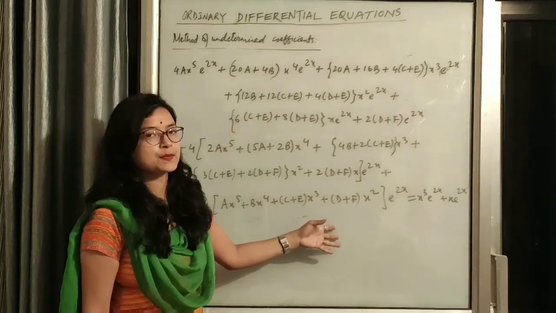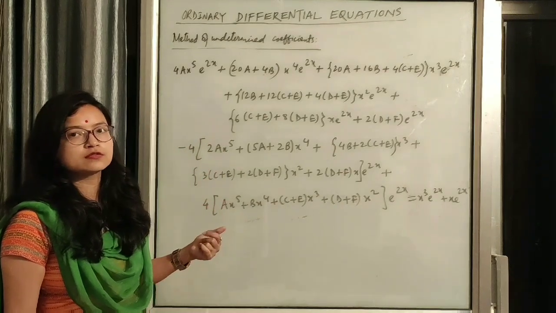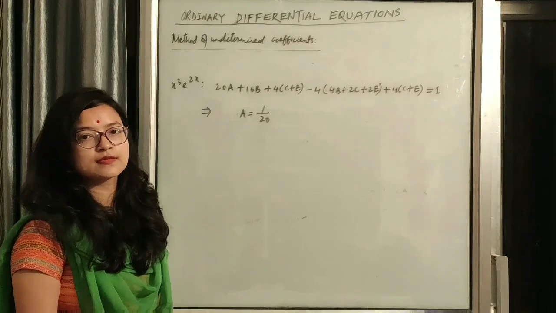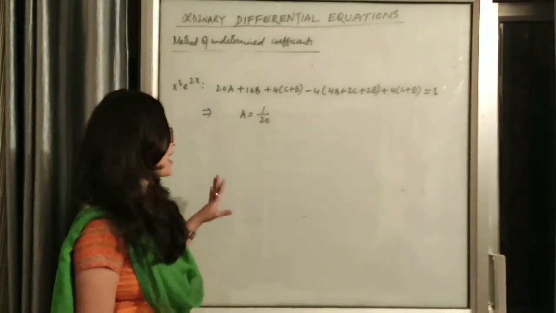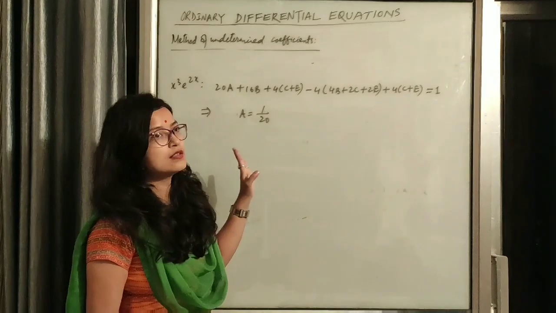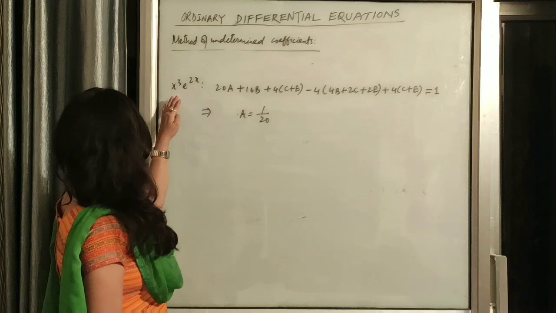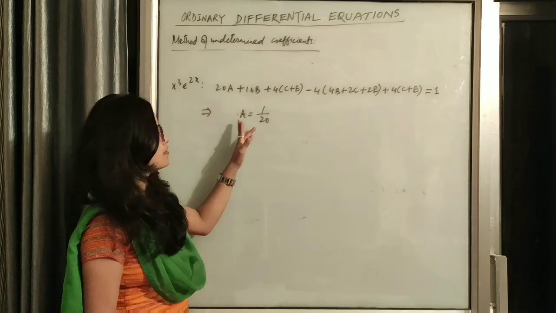So from here, we have to simplify the equation and equate the like terms. Some terms will be cancelled there. Starting with the coefficient of x³ e^(2x), we have the coefficient a equal to 1 by 20.